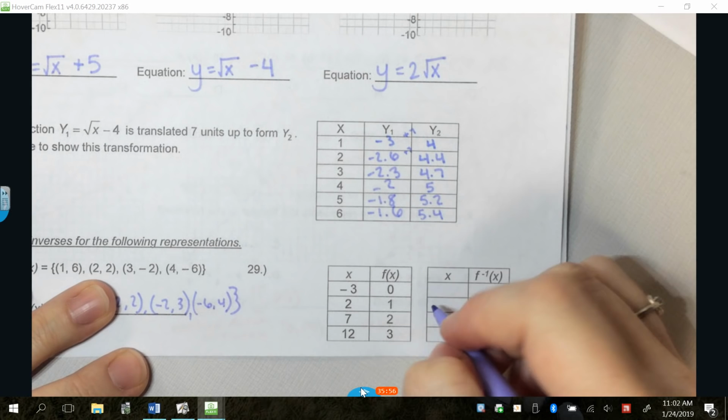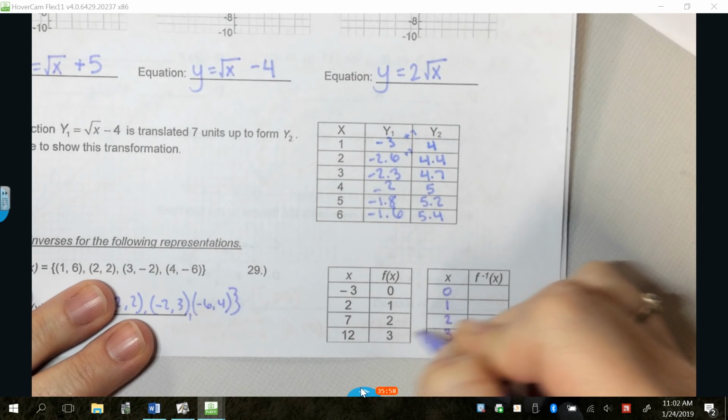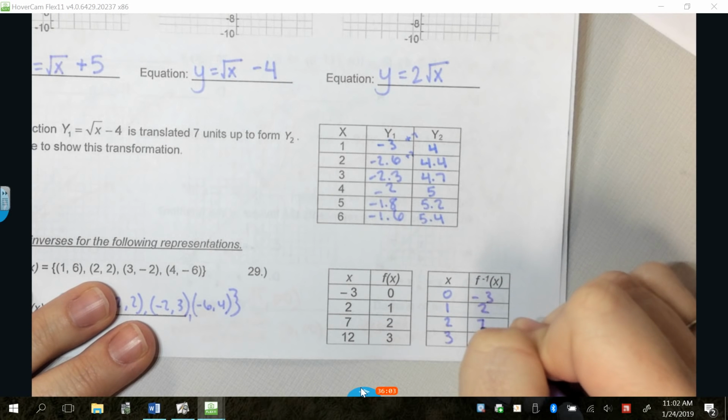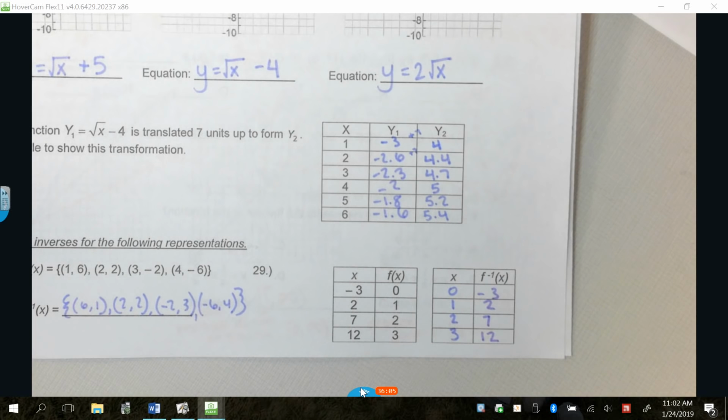Again, just switching my x and my y. So 0, 1, 2, 3, my y's become my x's, and my x's become my y's. Negative 3, 2, 7, 12. Simple as that.